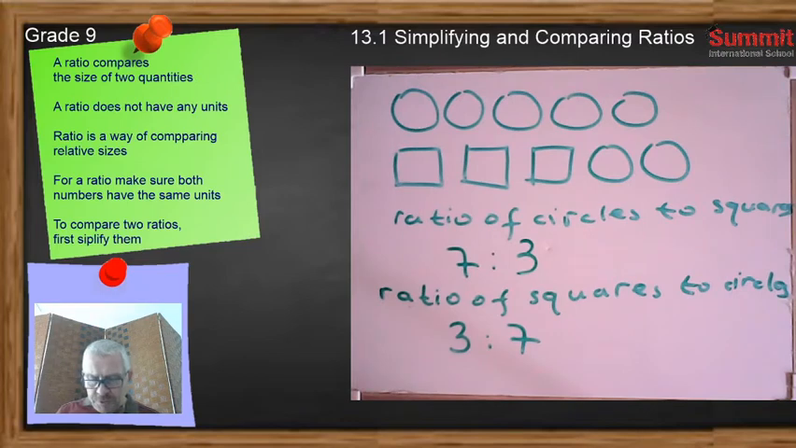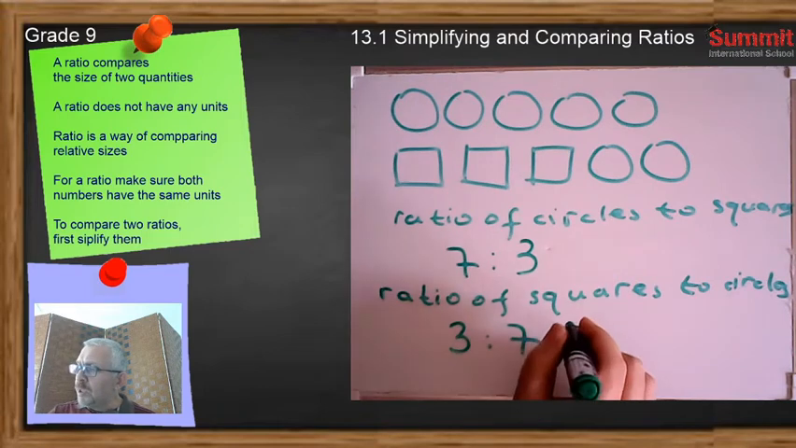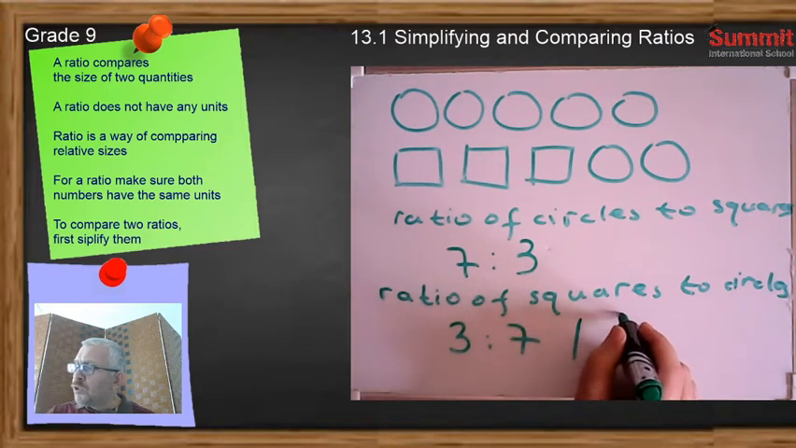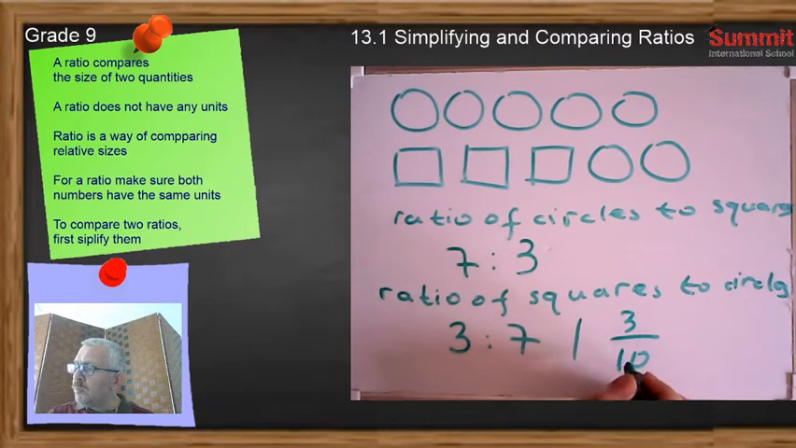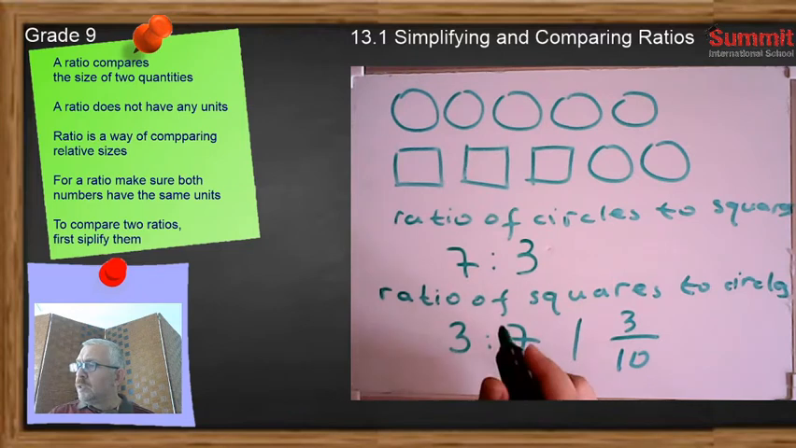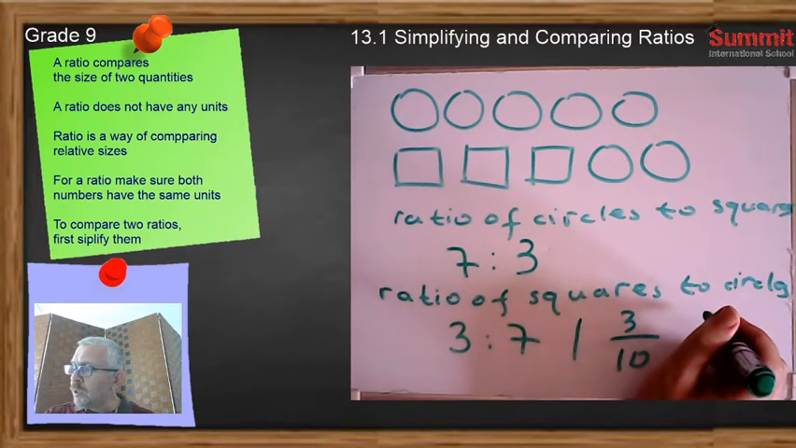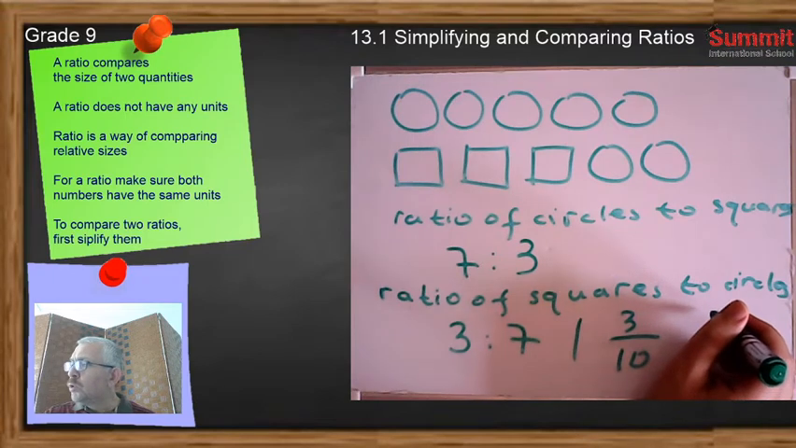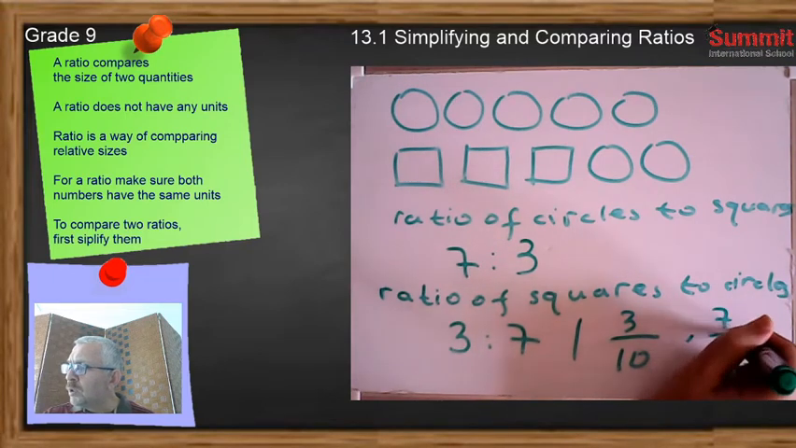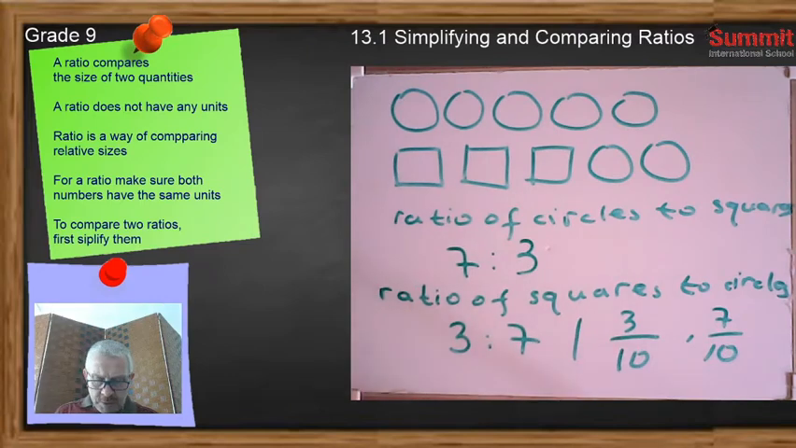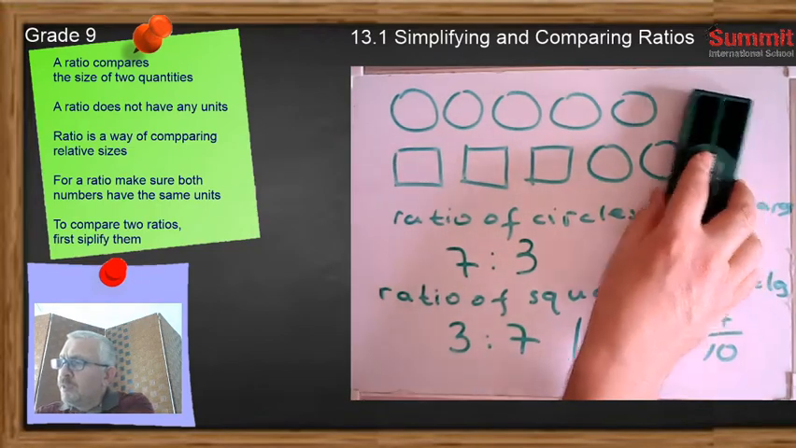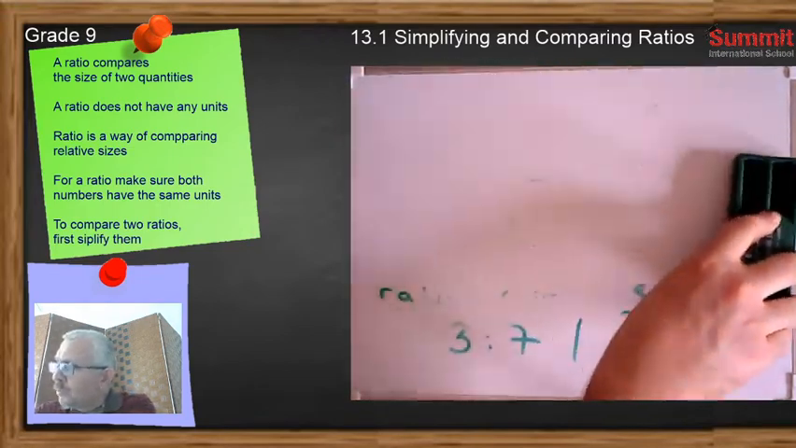Now we can write these ratios also in different ways. We can say the ratio of the squares to all the shapes, it will be number of the squares, 3 over 10. If we write the ratio of the circles to all the shapes, it will be 7 over 10. Now after this one, we can write these ratios in different ways.